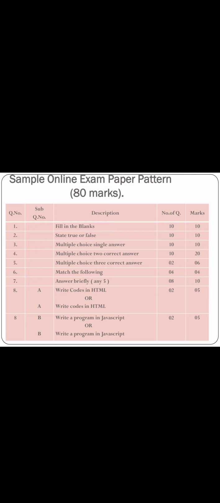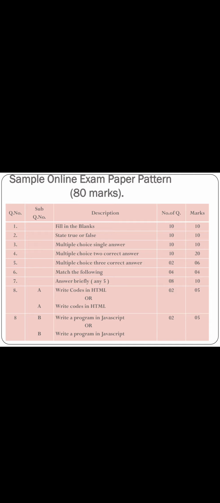Moving on to the next question, that is the fifth. It is multiple choice, choose any 3 correct. Here the number of questions will be 2 and each question will carry 3 marks. So the total comes to 6 marks. Later, question number 6 is match the following. Here you will have 4 questions and 1 mark for each question. So the total comes to 4 marks.